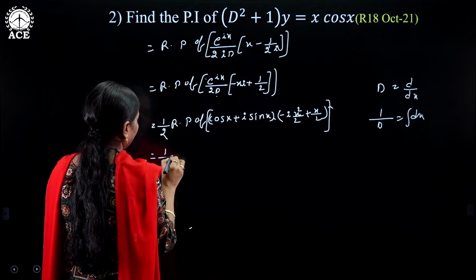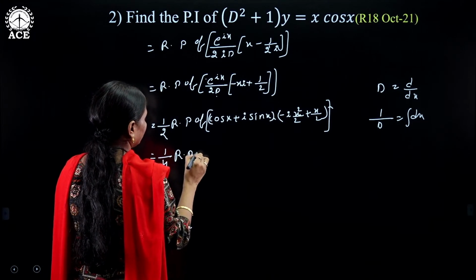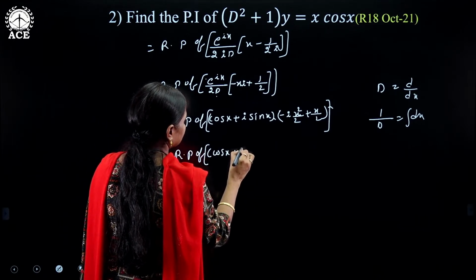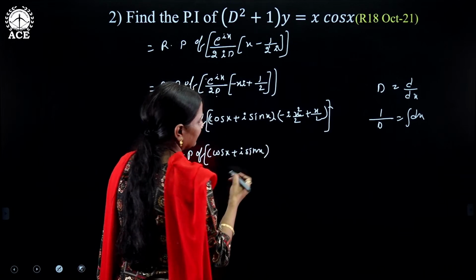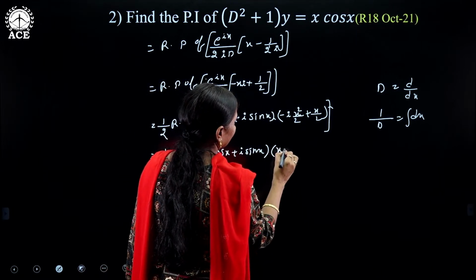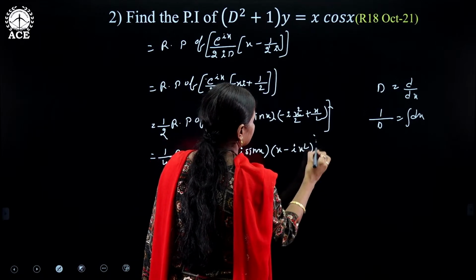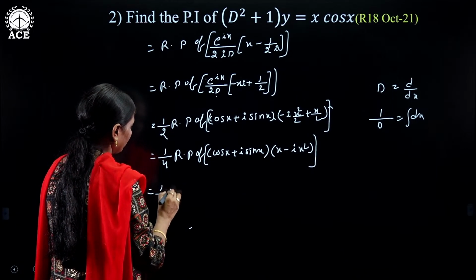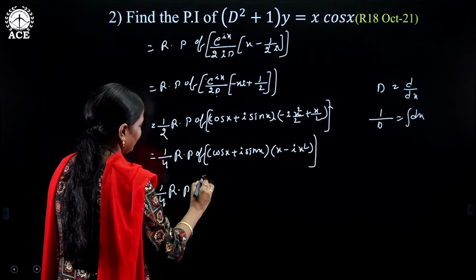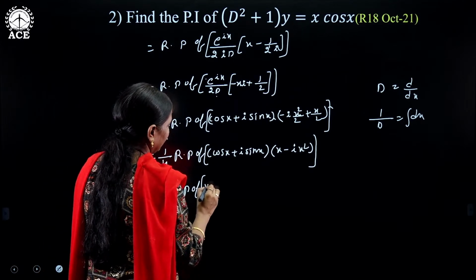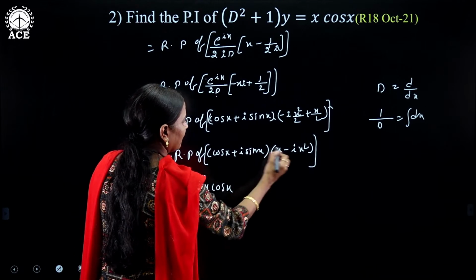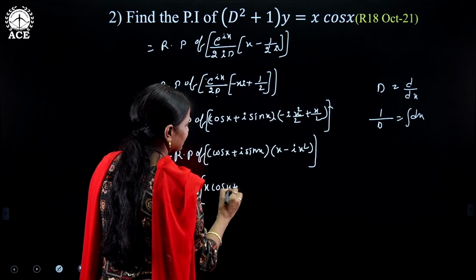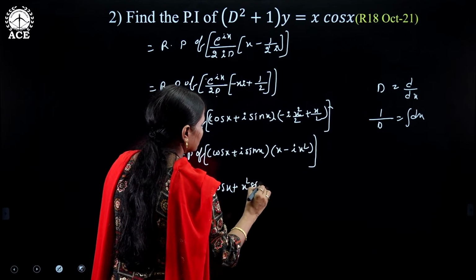If we take 2 common from these two terms, that is 1 by 4 into real part of, so this is one complex number. What is that complex number? Cos x plus i into sin x. Write this one also in the form of a complex number, x minus i into x square. Now multiply these two complex numbers. That is equal to 1 by 4 into real part of: if we take first the real part, that is x into cos x plus minus i into i square, minus 1, minus into minus plus x square into sin x.